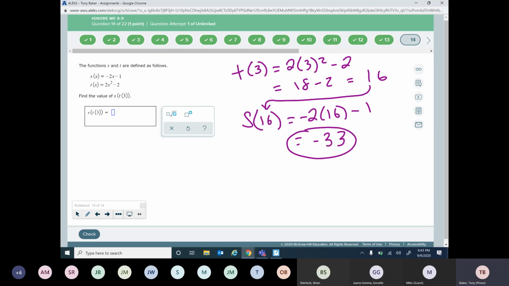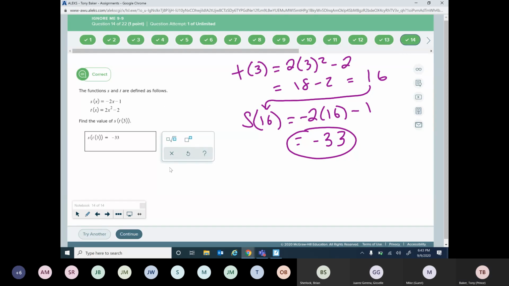So remember what we were doing with those bubbles, where we were going from one side to the other side? That's in essence what we did. We went from the 3 to the 16, and the 16 went to the negative 33. So the answer I want was negative 33. So you work from the inside out.